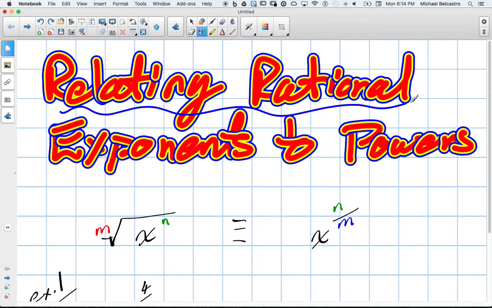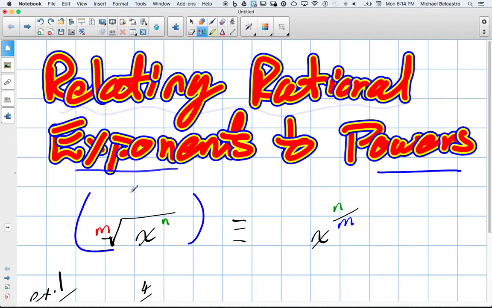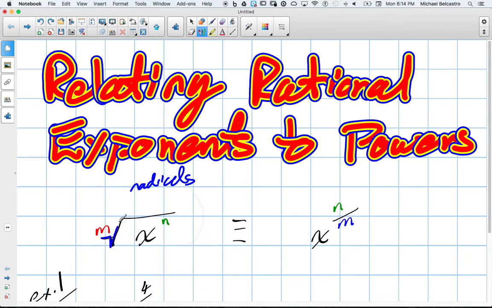Okay, relating rational exponents to powers. So this is our example of a rational exponent. Sometimes they're also called radicals, so keep that in mind. The book might call this a radical exponent, but it deals with roots.